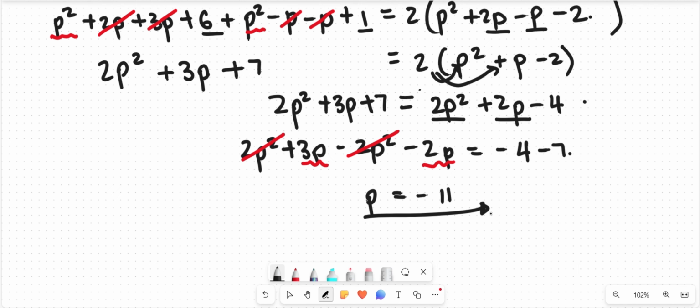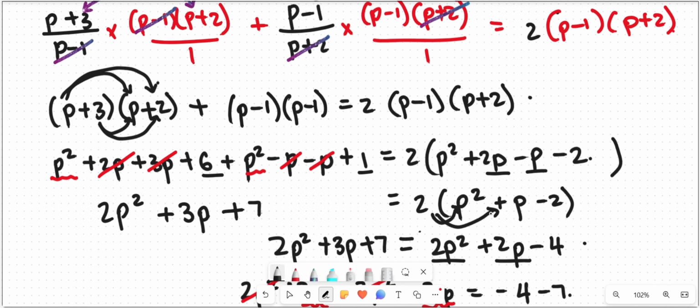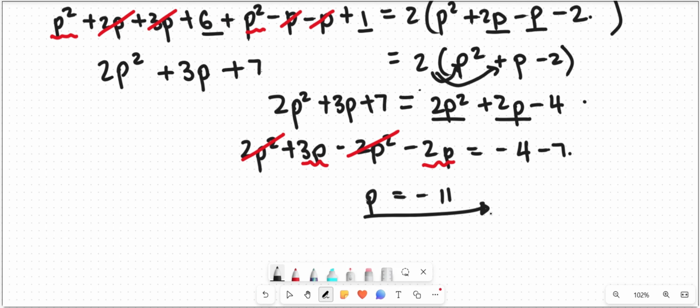So there we go. I hope you're seeing this. And then this, even though this was a bit long, the procedure didn't change. We always find our LCD. We always multiply everything with our LCD, cross multiply, and the fraction will go away, and we solve that linear equation. Hope that makes sense.